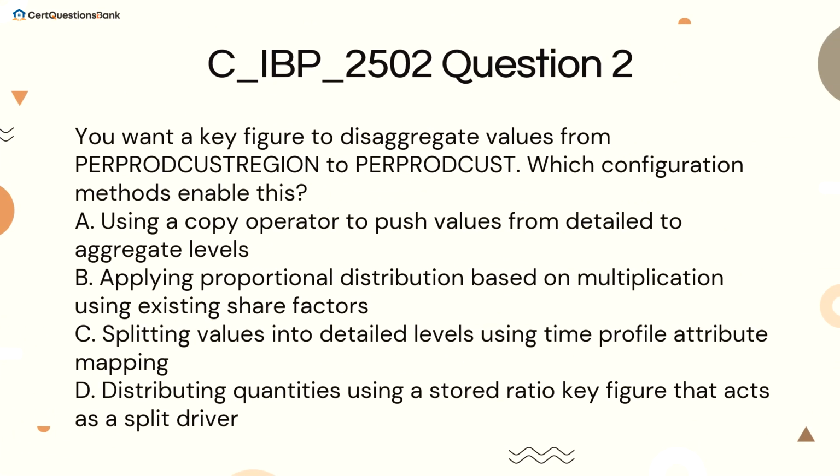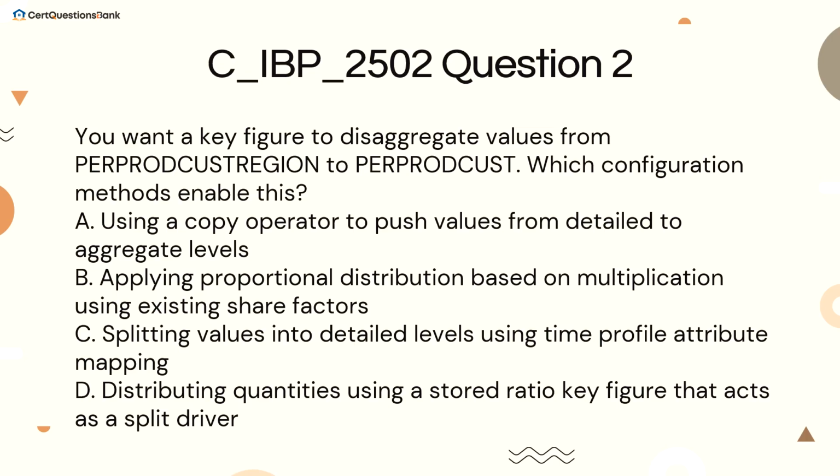You want a key figure to disaggregate values from PERPRODCUSTREGION to PERPRODCUST. Which configuration methods enable this? A. Using a copy operator to push values from detailed to aggregate levels. B. Applying proportional distribution based on multiplication using existing share factors.